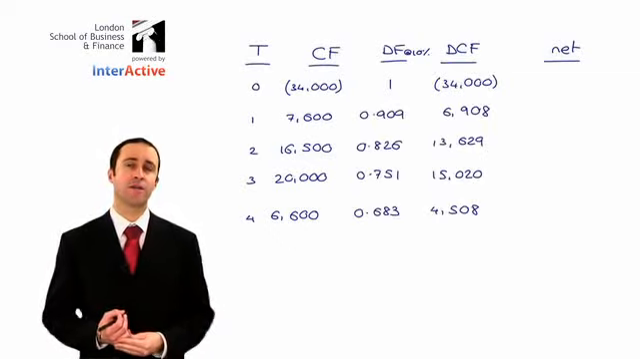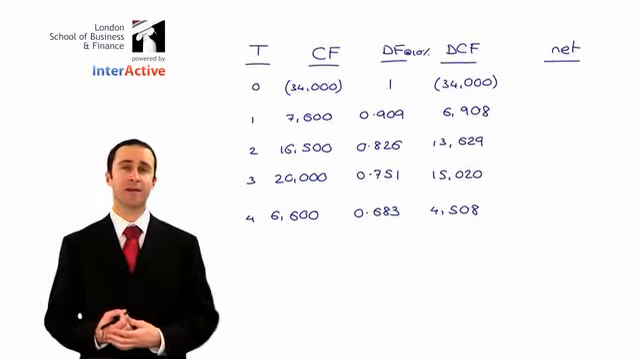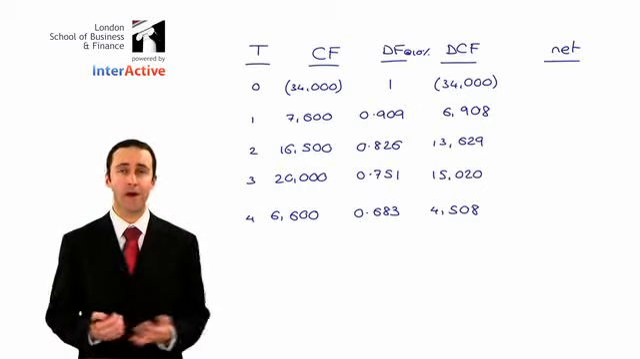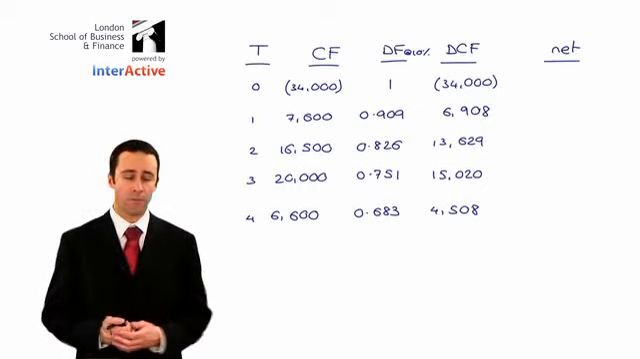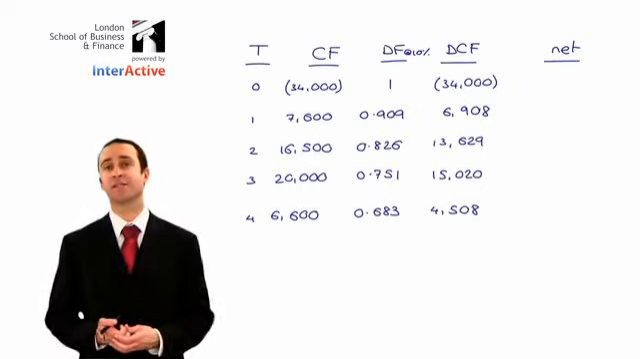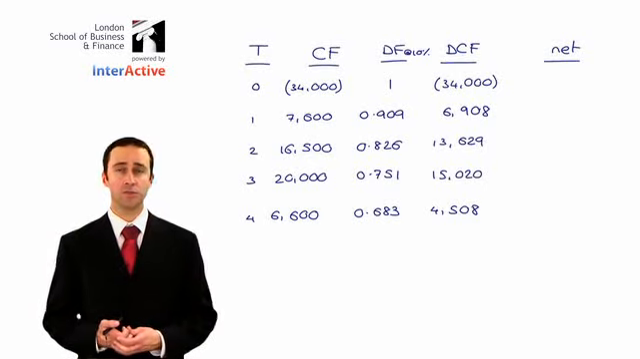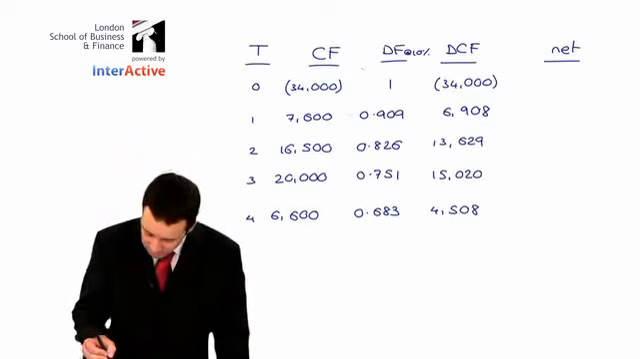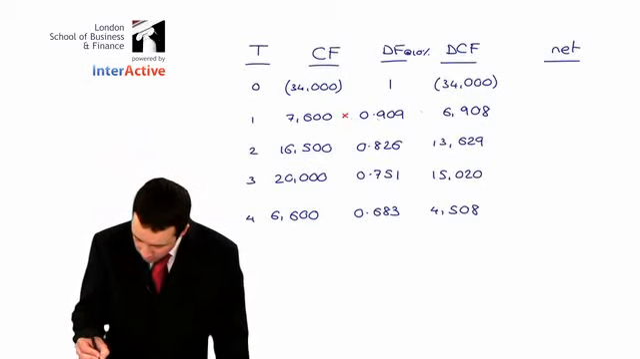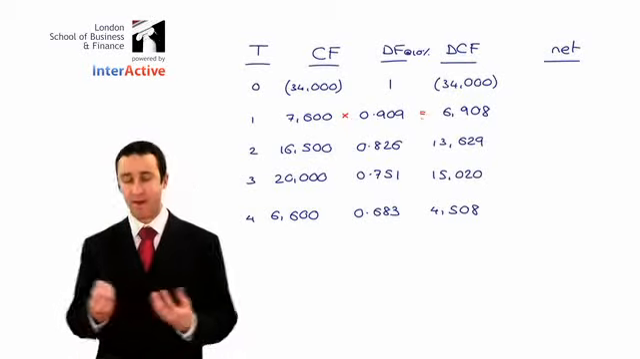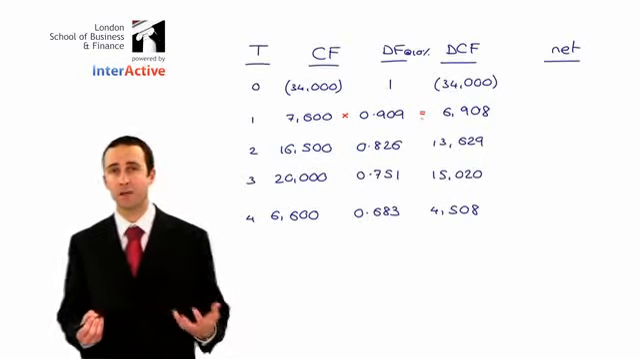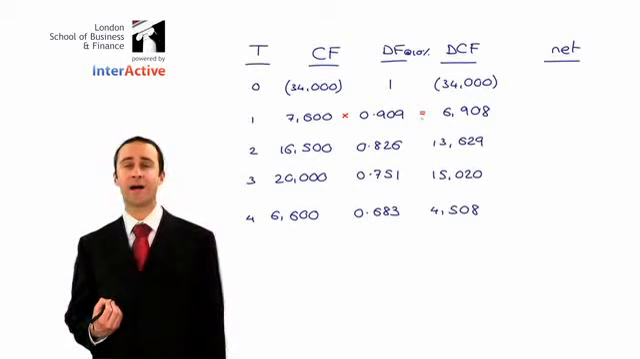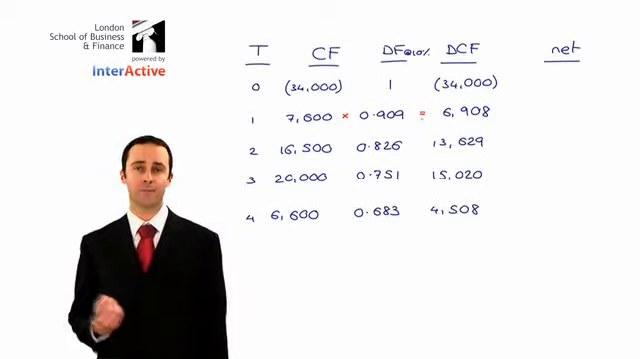So that should have been a fairly straightforward exercise, looking up those discount factors at 10%. So there you should have 0.909, 0.826, 0.751 and 0.683 for each of years 1, 2, 3 and 4 respectively. To work out the discounted cash flows, you take your cash flow multiplied by your discount factor to give you your present value, so if you like your discounted cash flow, and then you can do that for T2, 3 and 4.